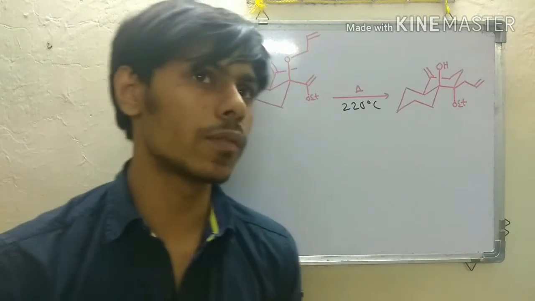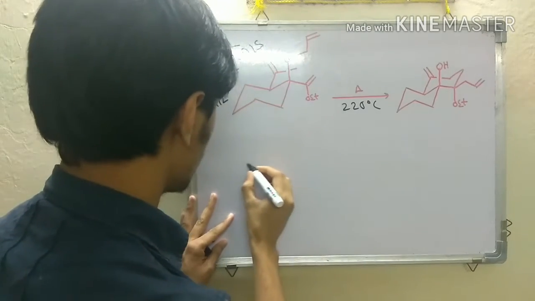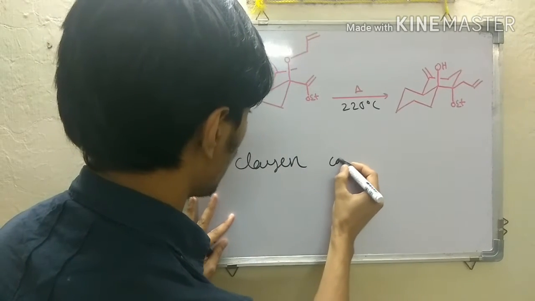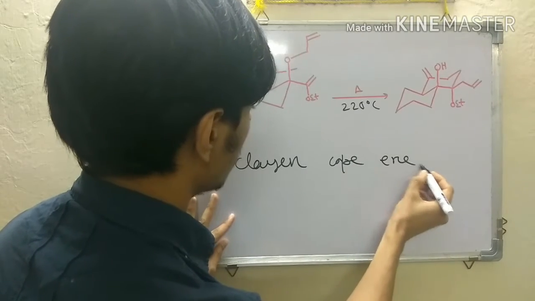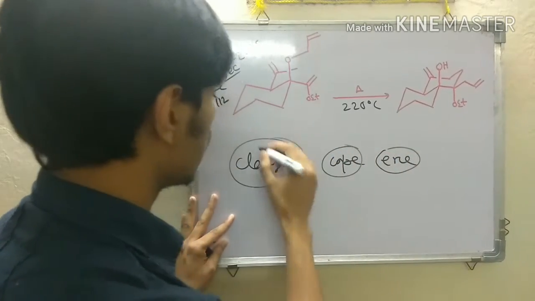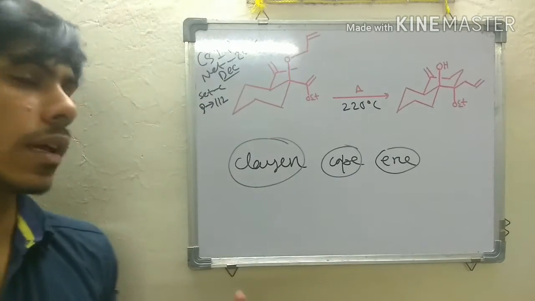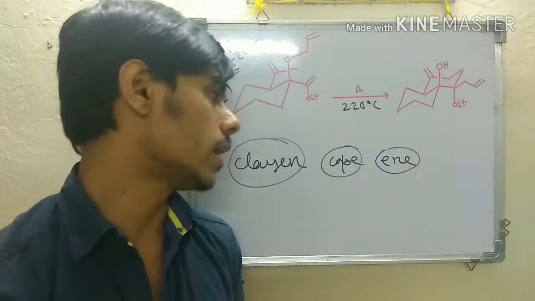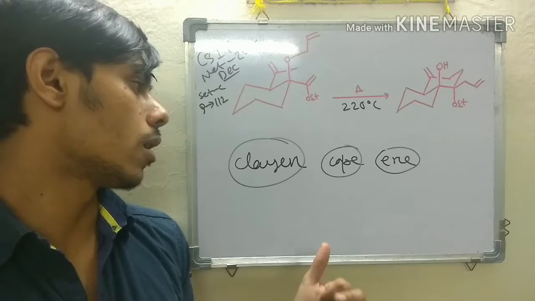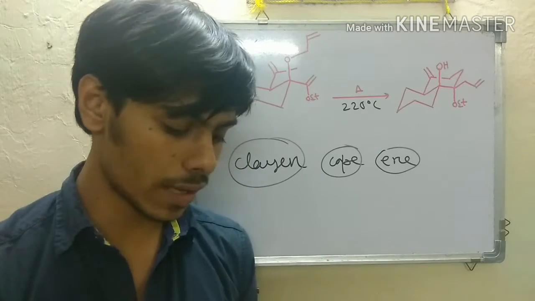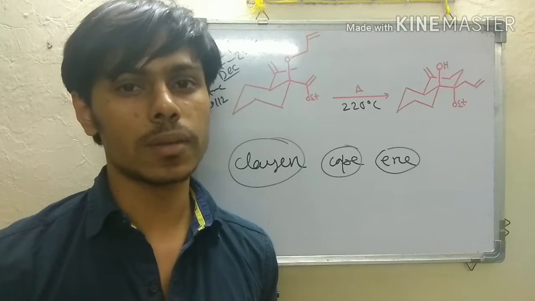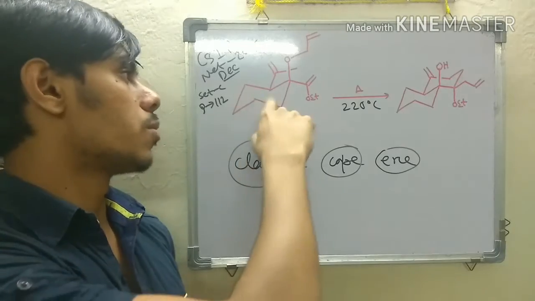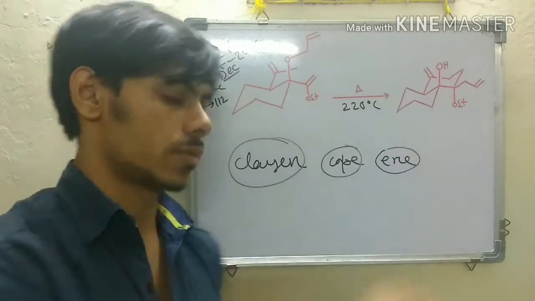So you are given four options, and in these options the reactions Claisen, Cope and ene, these three are given repeatedly. Either it may be Claisen followed by Cope followed by ene, or Cope followed by ene followed by Claisen, or ene followed by Claisen followed by Cope. They gave all the combinations. So you have to identify which combination of reactions is followed to convert this compound to this.